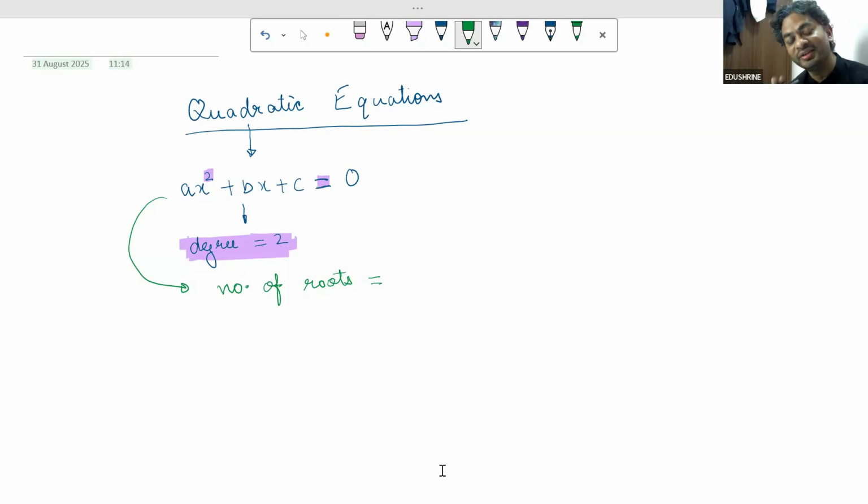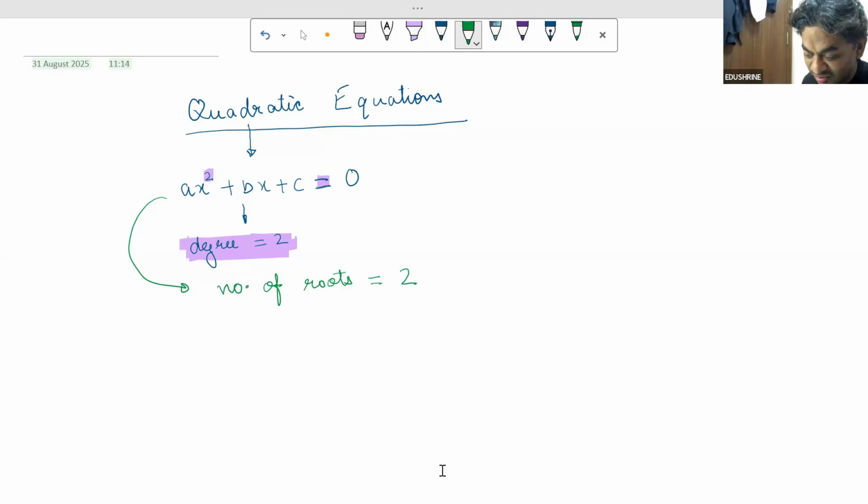If the degree is 2, that is quadratic, how many roots will it have? It will have 2 roots. If the degree is 3, a cubic equation, it will have 3 roots, correct? A biquadratic, also called a quartic equation, means the degree is 4, so 4 roots. If the degree is 5, 5 roots. Degree 10, 10 roots. If the degree is n, there are n roots, right? This is what your understanding should be. Since I'm talking about a quadratic equation, the number of roots here would be equal to 2. Degree is 2, number of roots is 2.